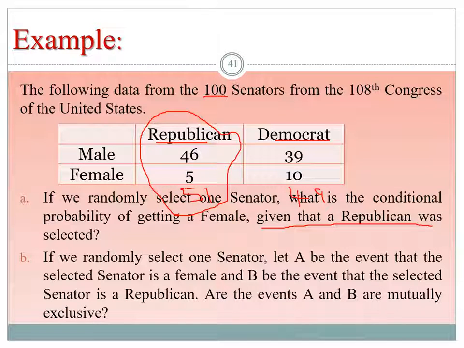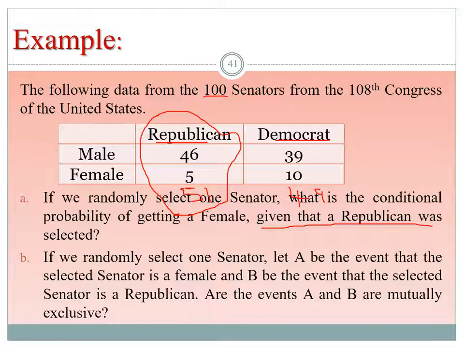Alright, so part B: if we randomly select one senator, let A be the event that the selected senator is female and B be the event that the selected senator is Republican. Our question: are the events A and B mutually exclusive? In this case, first we have to calculate the probability of A intersection B. If that value is equal to 0, then we can say events A and B are mutually exclusive, or disjoint. Otherwise, not.